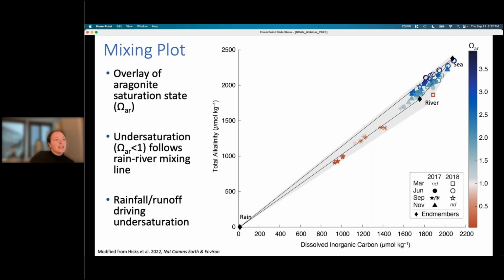We then applied an overlay of the aragonite saturation state calculated for each time point to investigate the potential drivers in changes in the carbonate system, where the saturation state color is indicated here with dark blue colors showing saturated values, or greater than 1, and dark red colors indicating undersaturated waters, or less than 1. And what we can see is that the majority of these undersaturated values are occurring in that September post-Harvey sampling time point and lie closely along the rain-river mixing line, indicating that rainfall and runoff is most likely driving a large portion of this undersaturation.